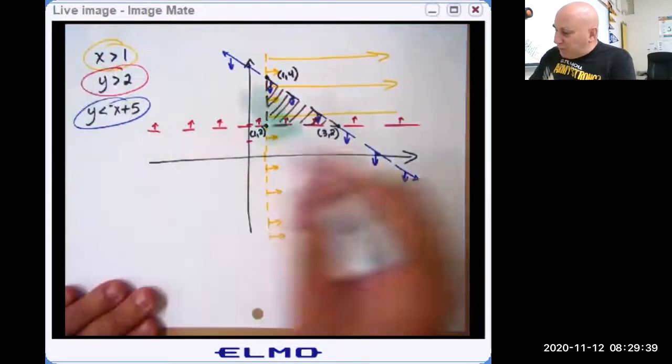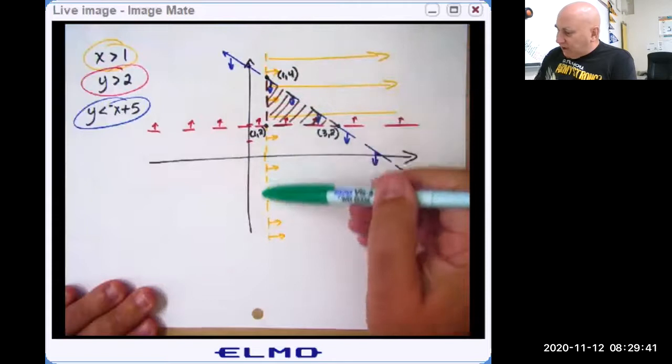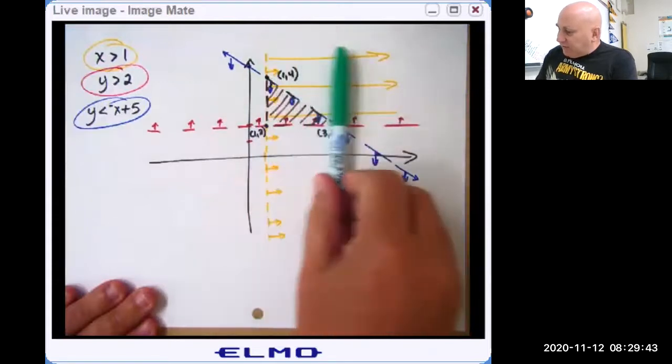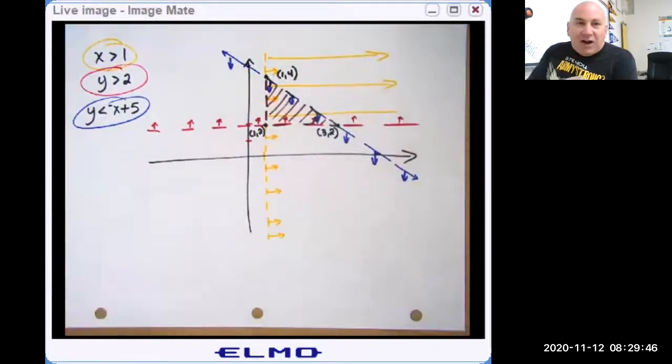X is greater than 1 is this dashed line here, and I shade to the right. Now, I'm going to show you some notation here that I use. This is clearly not the purely perfect mathematical way of doing things, but I think it keeps the paper a little bit cleaner and easier to understand.